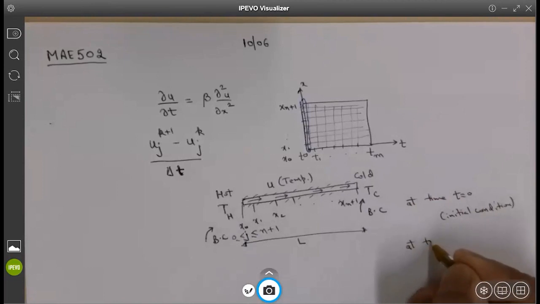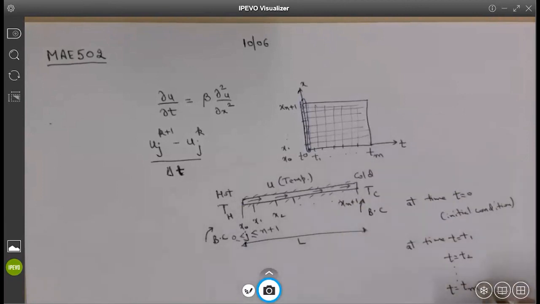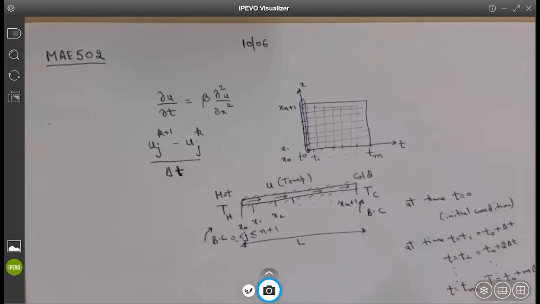Then at time t equals t1, t equals t2, and so on till time t equals tm, which is the final time, given as some number of seconds. What you are interested in knowing is that at every time step, t1 is t0 plus delta t, t2 is t0 plus 2 times delta t, and so on. And tm is t0 plus m delta t. That's how your times are defined. Does that make sense?